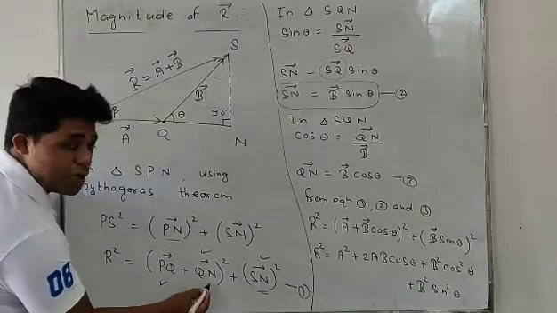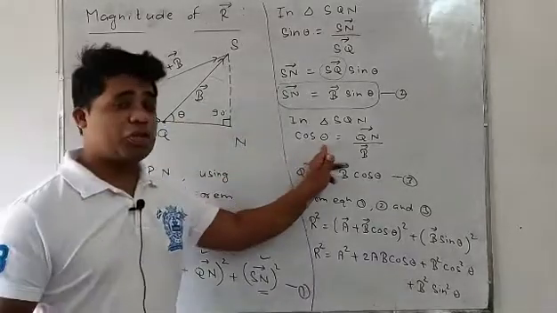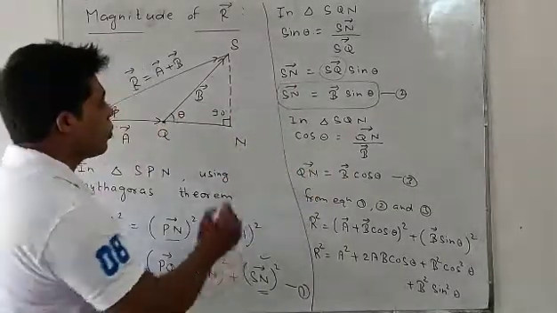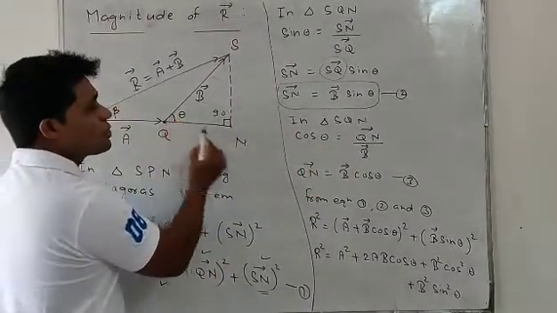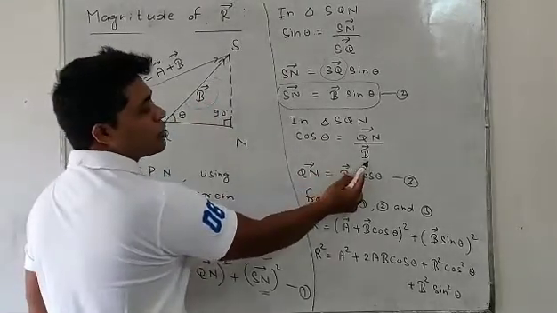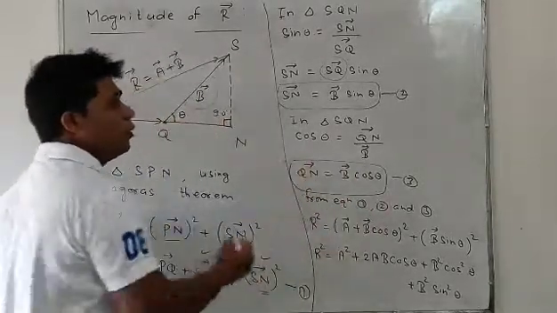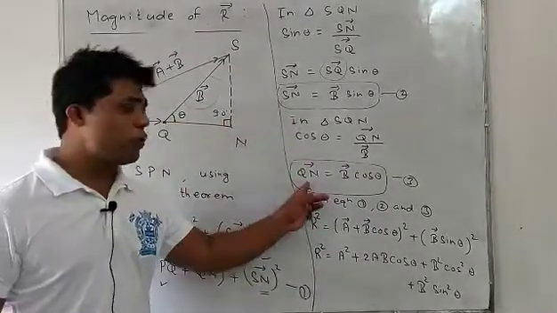Now only Qn is left. Using this triangle, I am applying cos theta, base by hypotenuse. This is theta. So what is base? Qn, and opposite 90, B is again hypotenuse. So Qn is, cross multiply, B cos theta. We got the value of Sn, and we got the value of Qn.